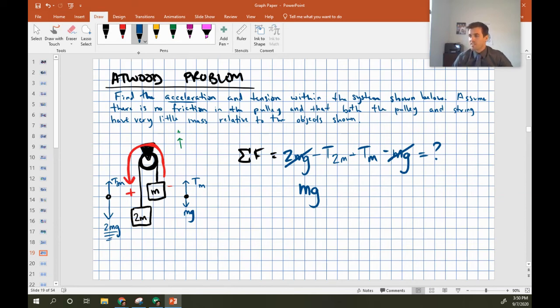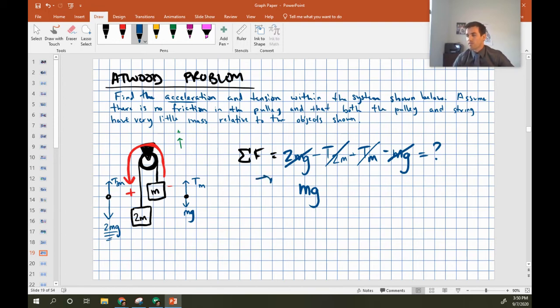But what do we do with these two? Well, we remember that these are actually an action-reaction pair. I have the 2m pulling on the m, and I have the m pulling on the 2m. That's an action-reaction pair from Newton's third law, which means they have to be equal and opposite in direction, and they cancel. I knew that already. That's why I drew them as the same length. But now we've proven it using Newton's third law.